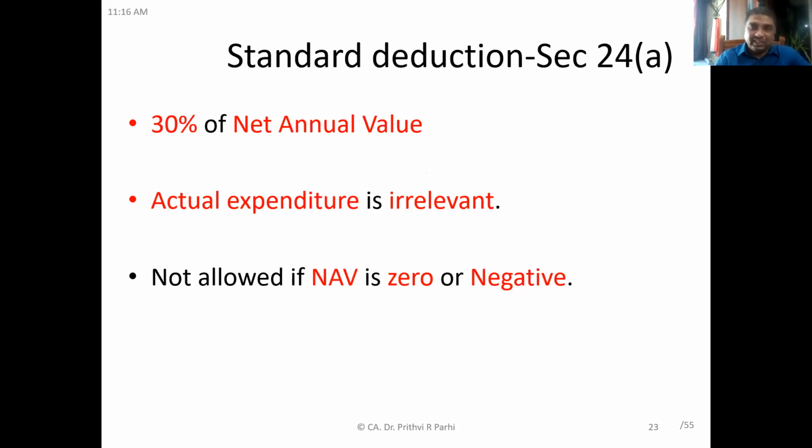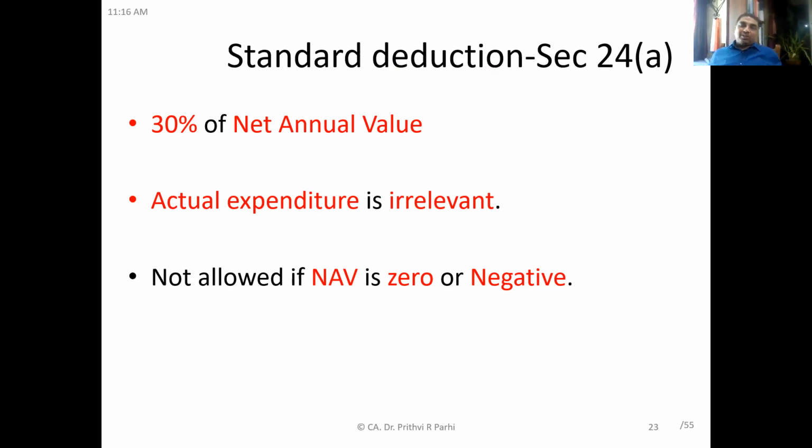So now let us come to the first deduction, which is the standard deduction. How much is allowed? 30%, and this 30% is flat. Flat 30% of the net annual value. So if you have computed net annual value already, then just allow 30% as a deduction under section 24A. This means the actual expenditure is irrelevant. People believe that this is allowed because the house is supposed to be maintained and repaired every year.